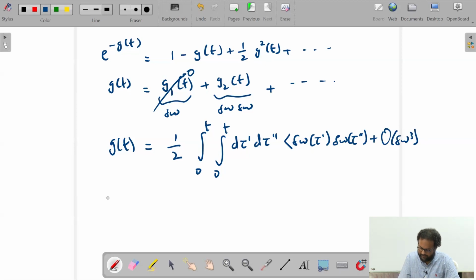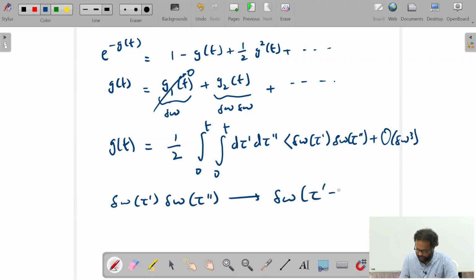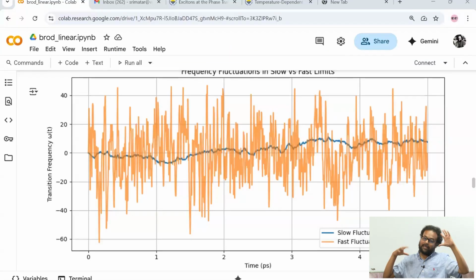I could even make a transformation of the variables here, and replace delta omega of tau prime, delta omega of tau double prime, with delta omega of tau prime minus tau double prime times delta omega at 0. So you're taking the correlation only with respect to the fluctuations at time 0. Think of these correlations. I can show you some kind of visual representation of that. Let's see if I can share. Yes, I can share. Don't worry about the amplitude of fluctuations, but think about the nature of the fluctuations.